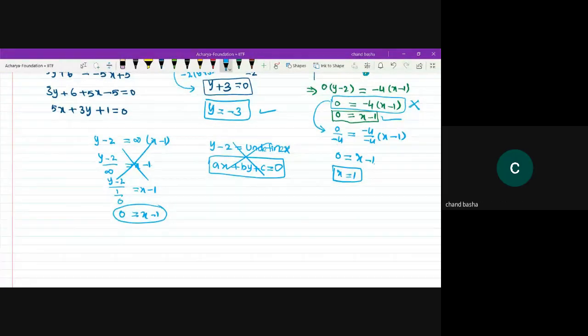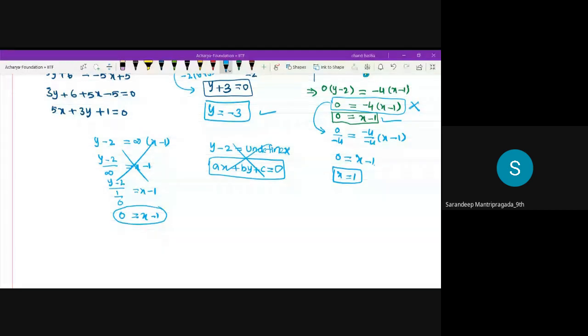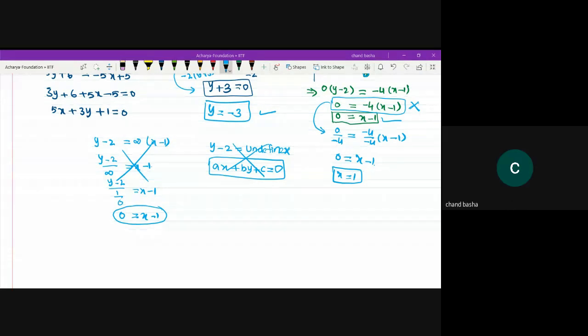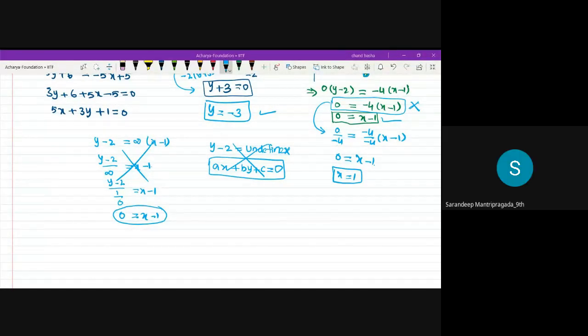Sir, today you told that we should write this in standard form. So now should we write it in standard form like 0x plus y plus 3 equals 0? So after finding y equals -3, should we write it in standard form? Yeah, I have restricted it to y plus 3 is equal to 0. She asked whether we can write like this. Yes, you can write like this, no problem. It is also correct.